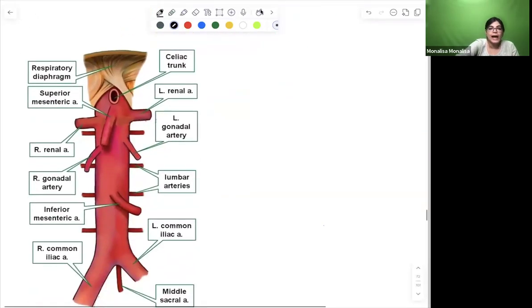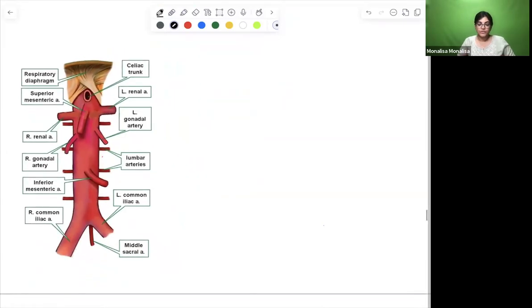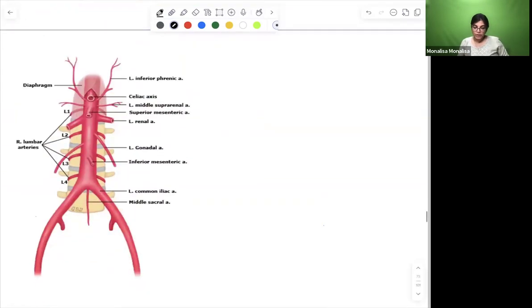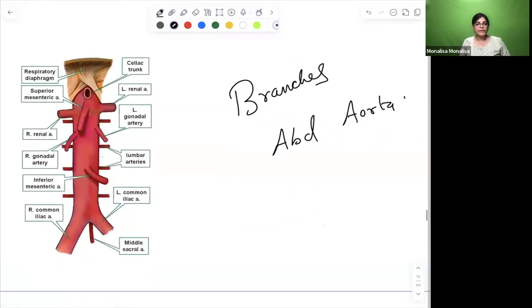Okay. Now for the abdomen, I would like to quickly recapitulate the branches. Everyone should be knowing the branches of abdominal aorta. So what are the branches? The branches of abdominal aorta are very, very important for you.